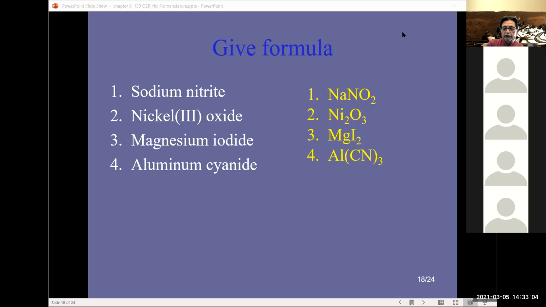Now again, as we go along making these formulas, keep in mind that you can mix and match sodium with the oxide, sodium with the iodide, sodium with the cyanide, and nickel with the nitrate, nickel with the iodide, et cetera. And so you see, you're building up your database of the compounds you're putting together.